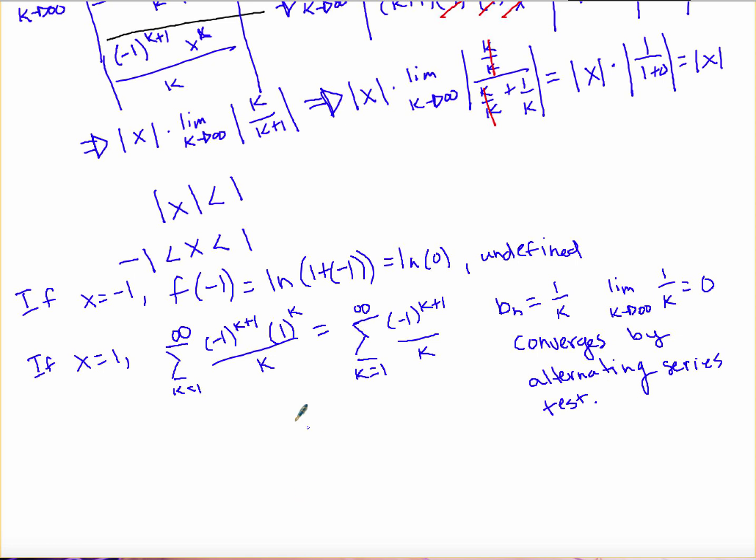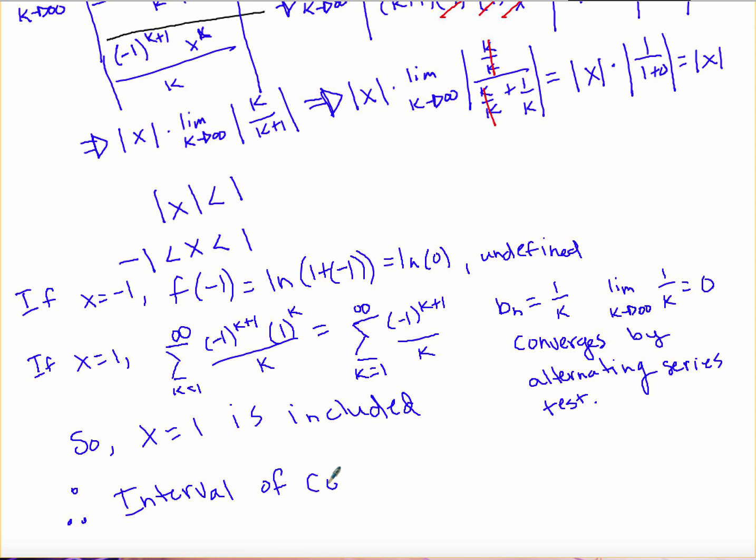Okay, so what that tells me is that 1 is included on our interval of convergence. So let's finish this up. Therefore, the interval of convergence is -1 to +1. Oh my, and we should include +1 because it is part of the interval of convergence. Bada bing, bada boom. Yay!